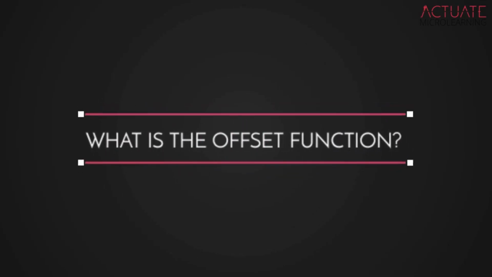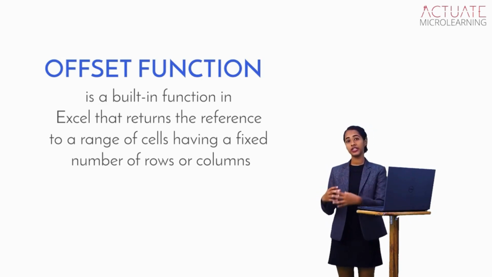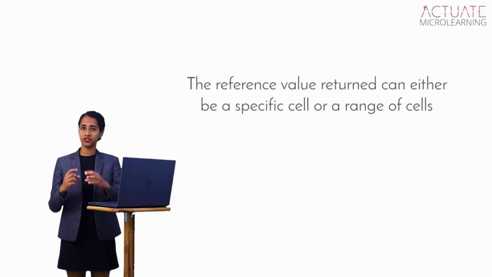This lesson is going to focus on the basic functionality of the offset function while teaching us to implement and apply the offset function to various uses. What is the offset function? Offset is a built-in function in Excel that returns the reference to a range of cells having a fixed number of rows or columns. The reference value returned can either be a specific cell or a range of cells. To put it in layman terms, offset returns a single cell or range of cells that act as a reference to a range of cells with a specific number of rows and columns.